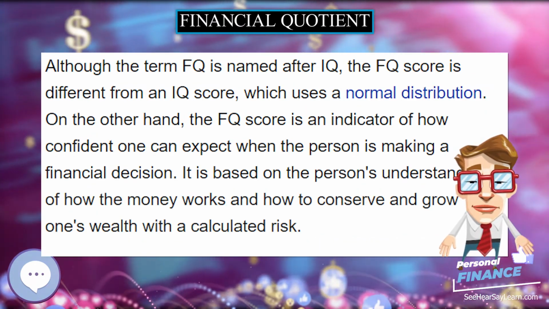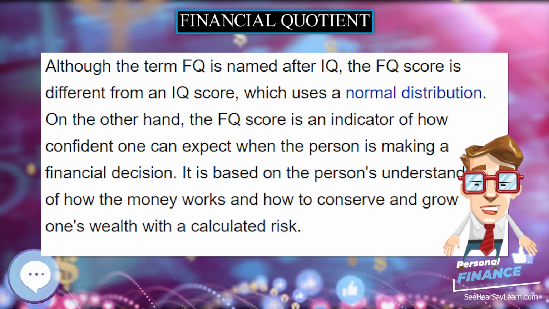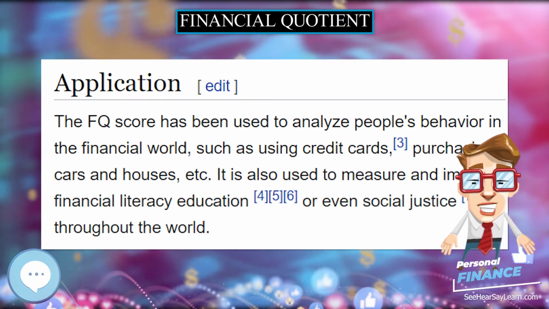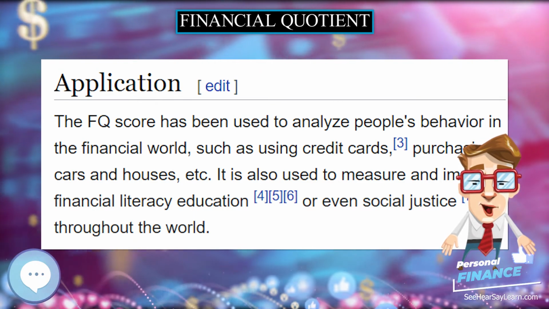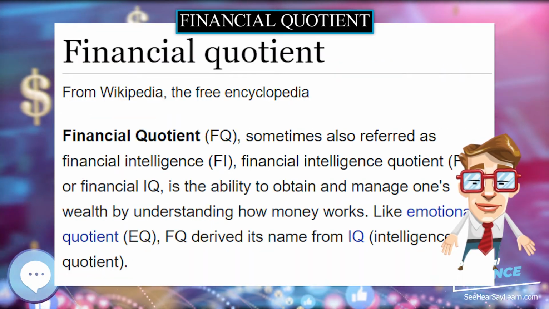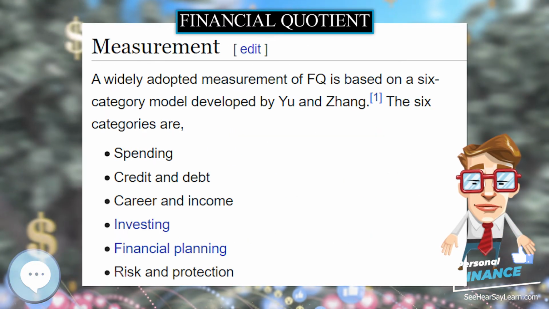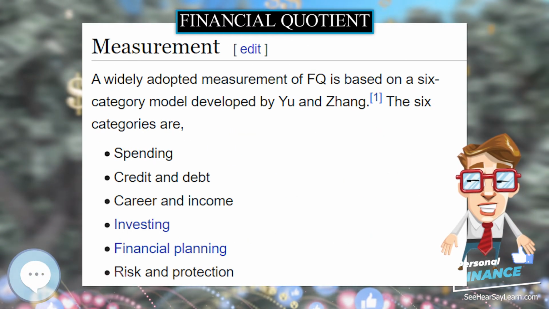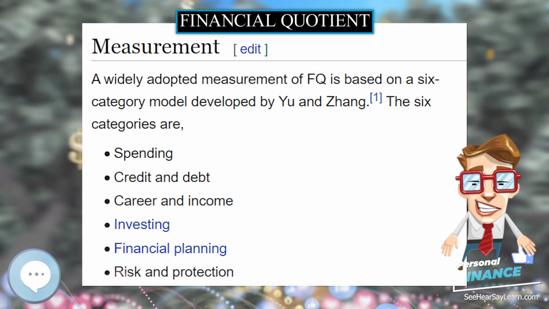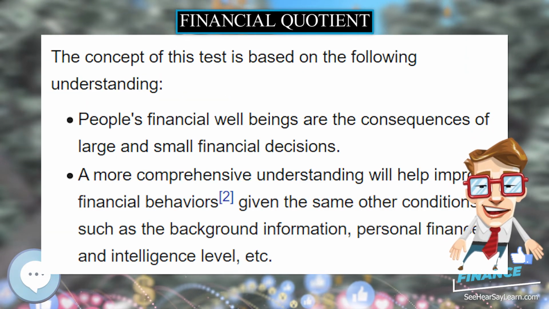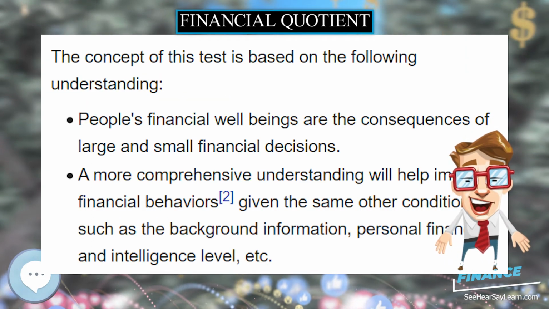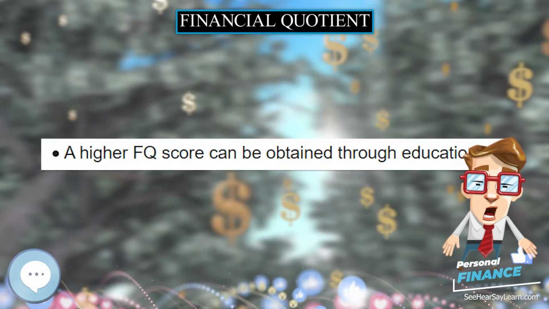Although the term FQ is named after IQ, the FQ score is different from an IQ score, which uses a normal distribution. On the other hand, the FQ score is an indicator of how confident one can expect the person to be when making a financial decision. It is based on the person's understanding of how money works and how to conserve and grow one's wealth with a calculated risk.